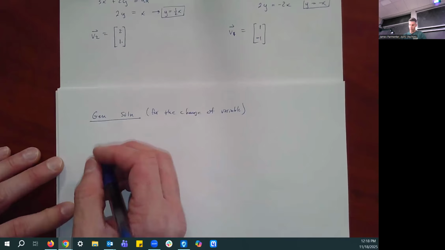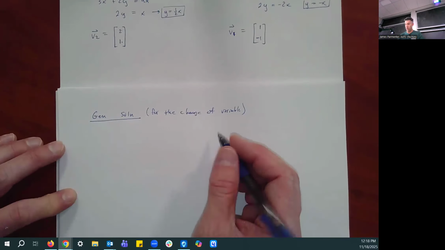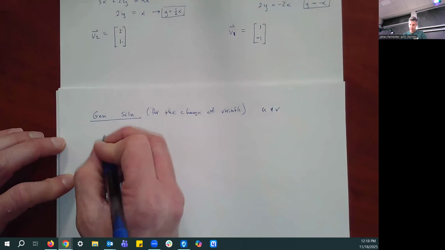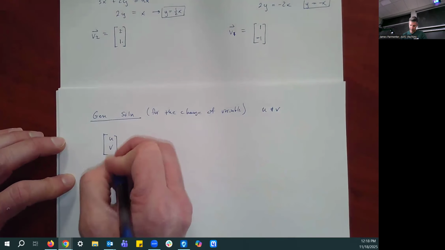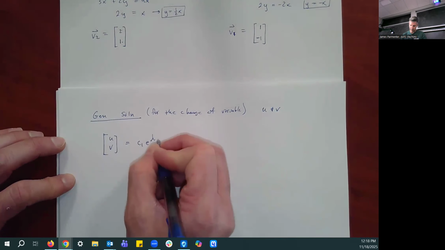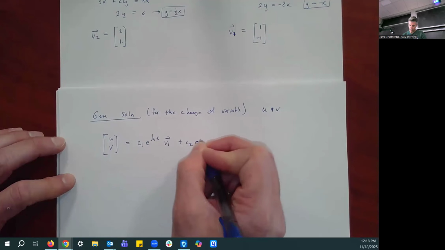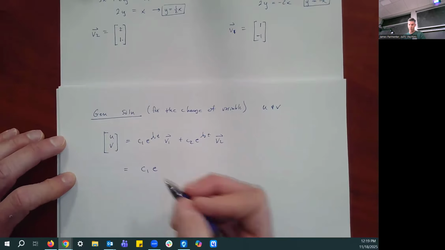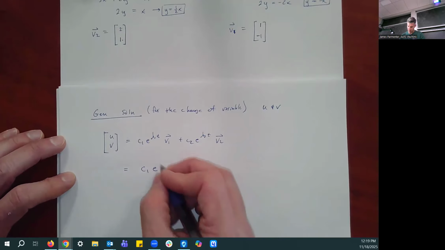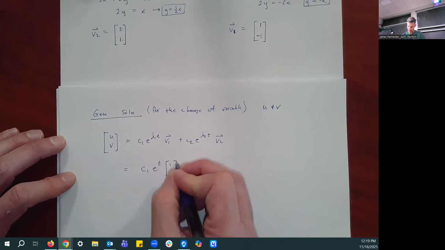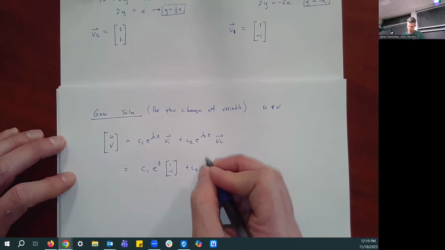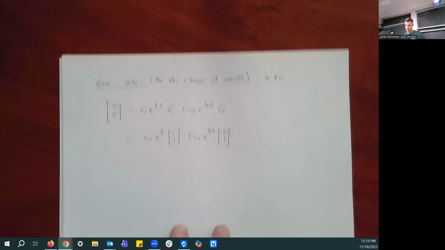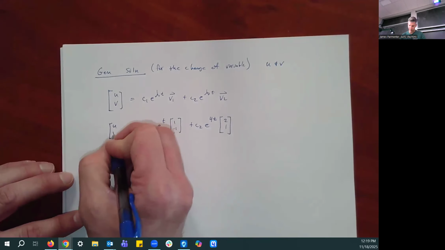Our other thing, which I'll make up a name for, let's say instead of x and y, let's say it was u and v. Let's say we have uv equal to c1 e to the lambda 1t times v1 plus c2 e to the lambda 2t times v2, which we're going to plug in the things and say it's c1 e to the 1 times t times v1 plus c2 e to the lambda 2 was 4 times t, and v2 was 2, 1. So this would be our change of variable solution.